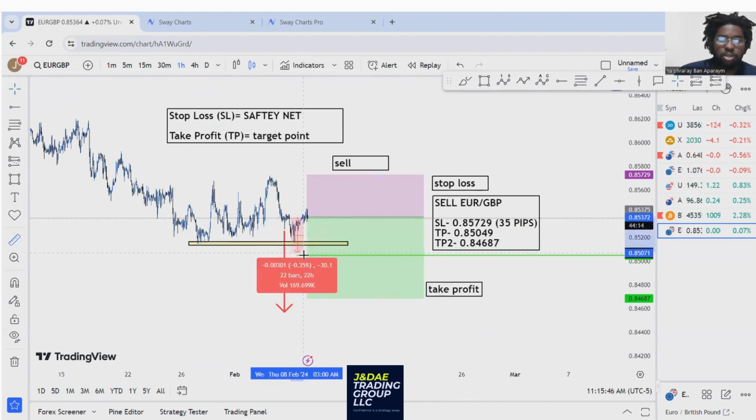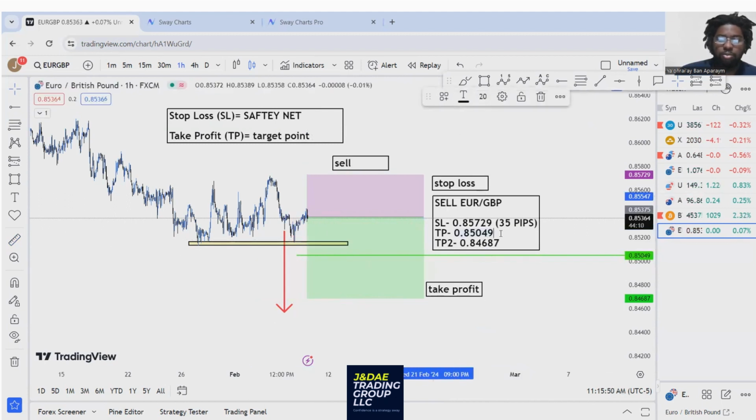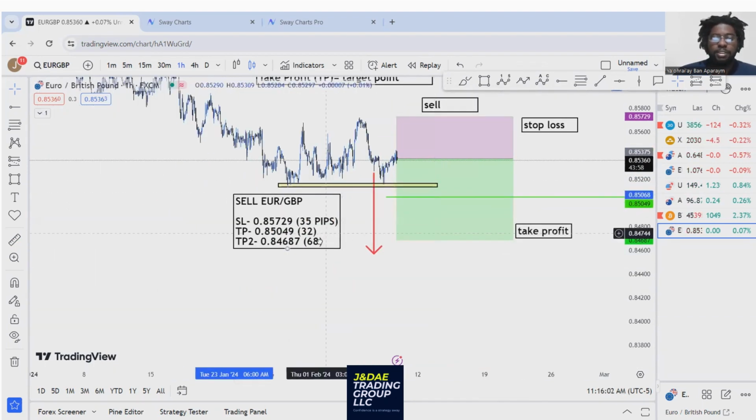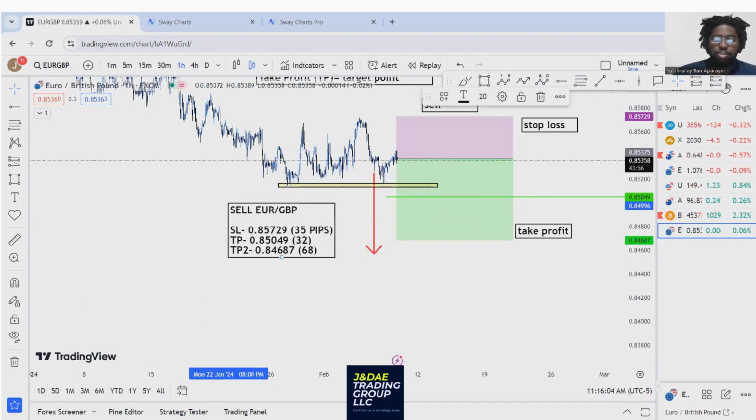TP1 is 32 pips, TP2 is 68. So this is how I would write a trade in my signal group, for you guys to be able to enter and take some profit on.